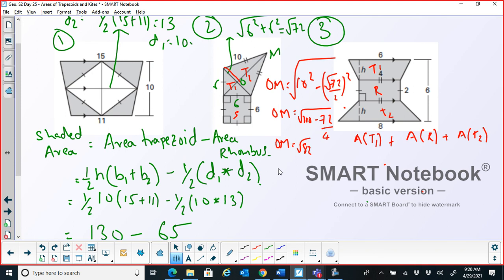So the shaded area here is area of square plus area of triangle 1 plus area of triangle 2. Let's substitute everything. Area of square, which is 6 square, because side 6 is given, so 36, plus area of triangle 1, that is half of base times height, so half of 6 times 6, plus area of triangle 2. Here the base is root 72 and the height is root 82.